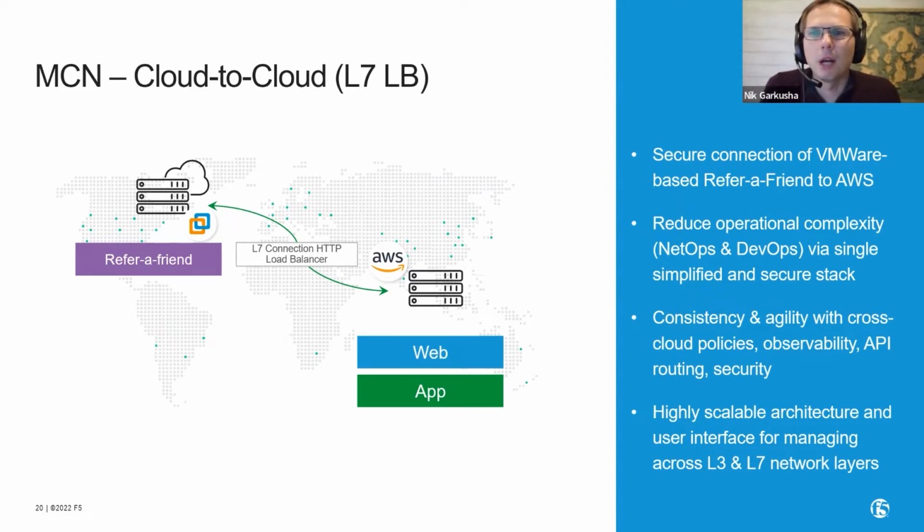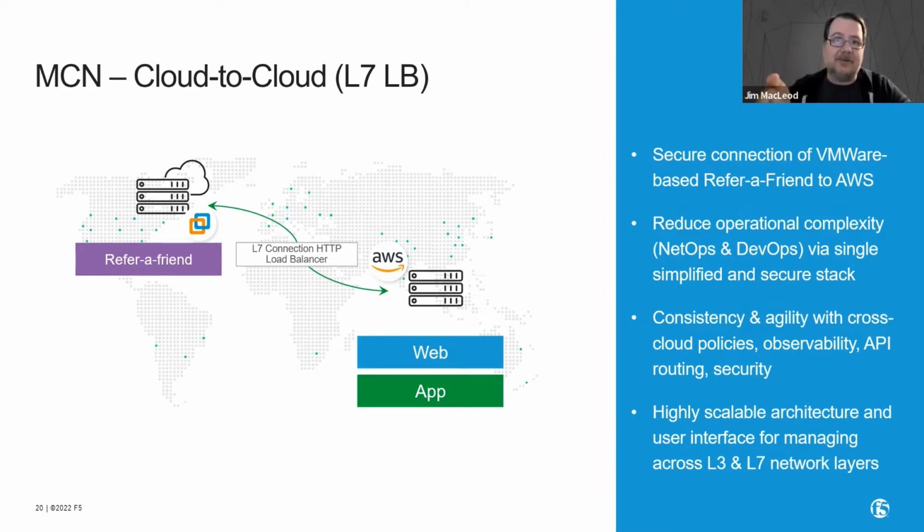So Jim, let's talk about this scenario and what we did with the refer a friend module. In this case, it was running on VMware and how we connected it back into F5 Distributed Cloud. So with VMware, you've got your own private cloud for that.